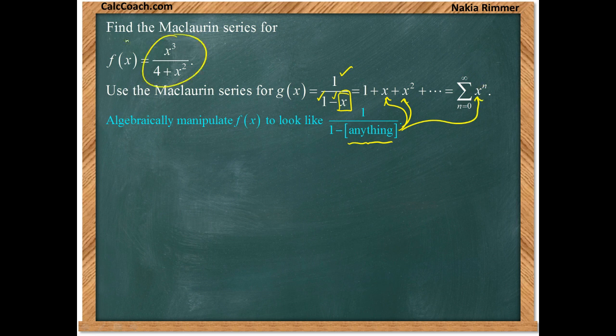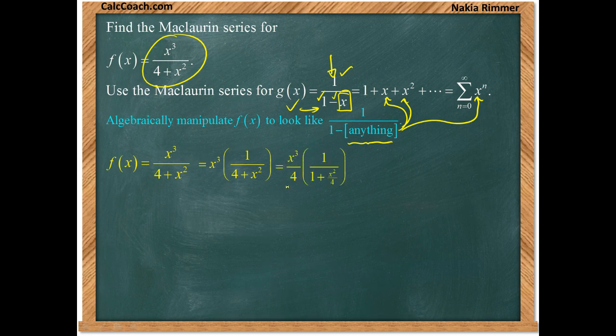Alright, so we have x cubed over 4 plus x squared. The first thing we want to get is the 1 in the numerator. We get that just by factoring out x cubed. We'll be left with 1 over 4 plus x squared. The second thing we want to get is the 1 in the denominator. We get that by factoring out the 4. But it's in the denominator, so it's like a fourth. Anyway, it comes out as a 4 in the denominator, and now we have our 1 in the denominator.